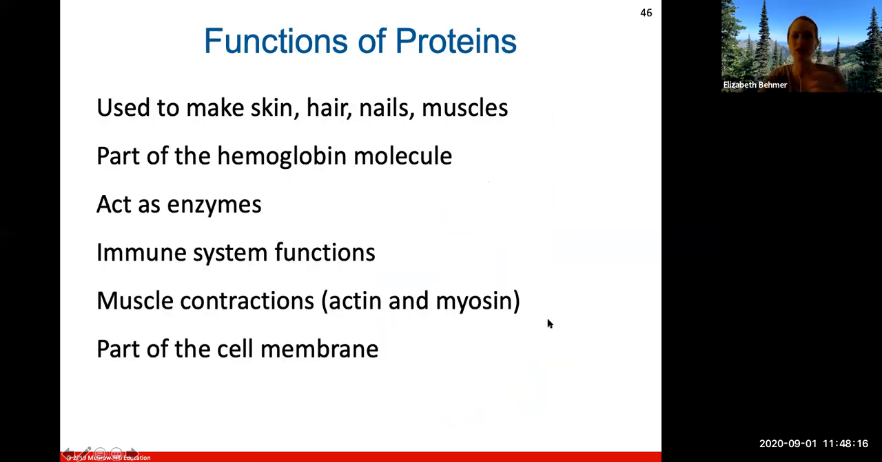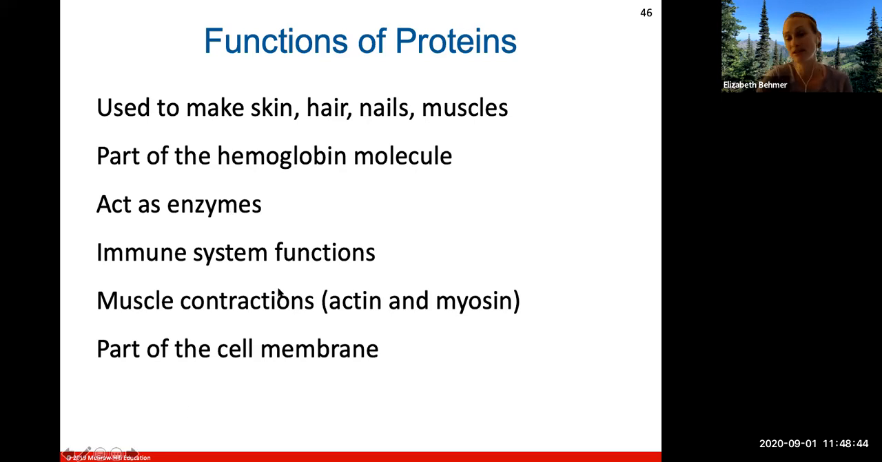Functions of proteins. Your proteins are used for everything in your body. They are used to make your skin, hair, nails, muscles. They're part of the hemoglobin molecule, and hemoglobin is a molecule that carries oxygen in your red blood cells. Proteins will act as enzymes, and enzymes are helpful in making chemical reactions go faster. Proteins will help with your immune system, so keeping your body healthy and also fighting off disease.